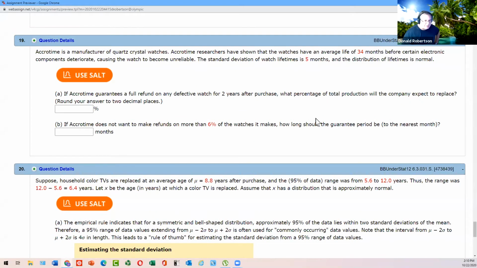Are we good with that question as well now? Tell me the mean, tell me the standard deviation, and we can go hunting for any kind of percentage that you like based on that.